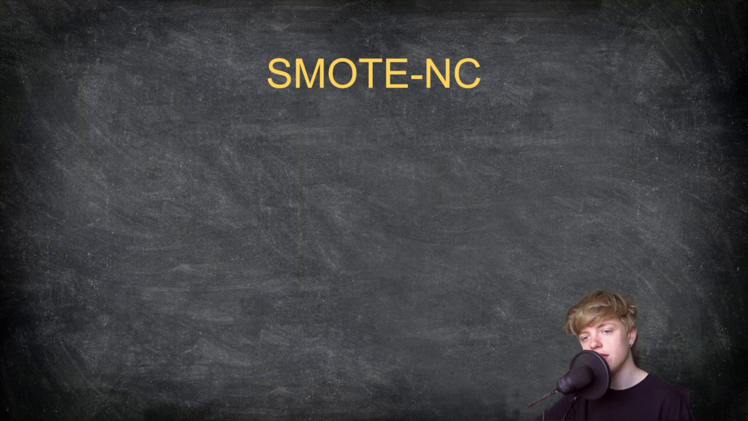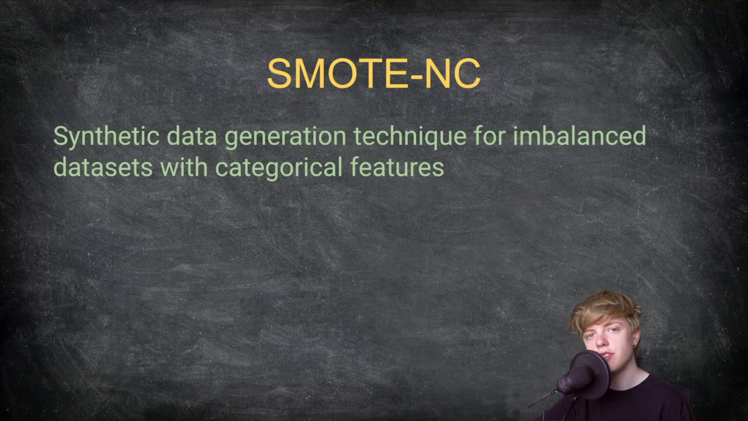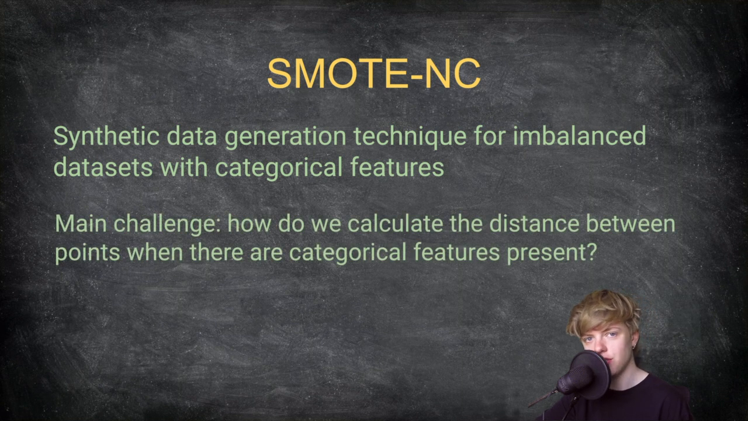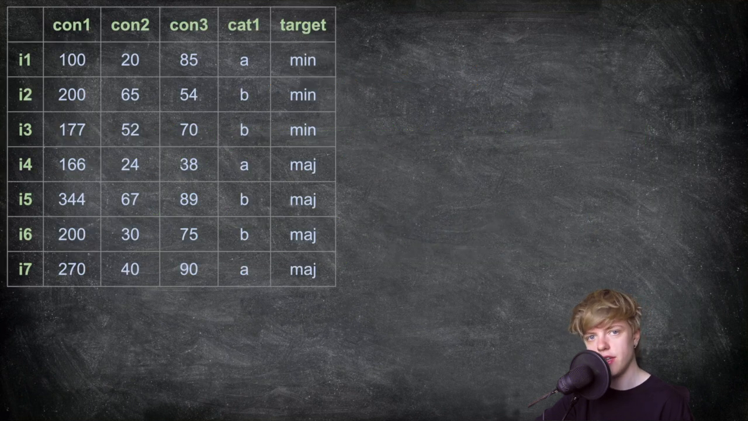So SMOTE-NC is a synthetic data generation technique for imbalanced datasets with categorical features. The main challenge is then, how do we calculate the distance between points when there are categorical features present? So this is the dataset we're going to be working with. It contains 3 continuous variables and 1 categorical variable. The target variable says whether it's a minority or a majority point.